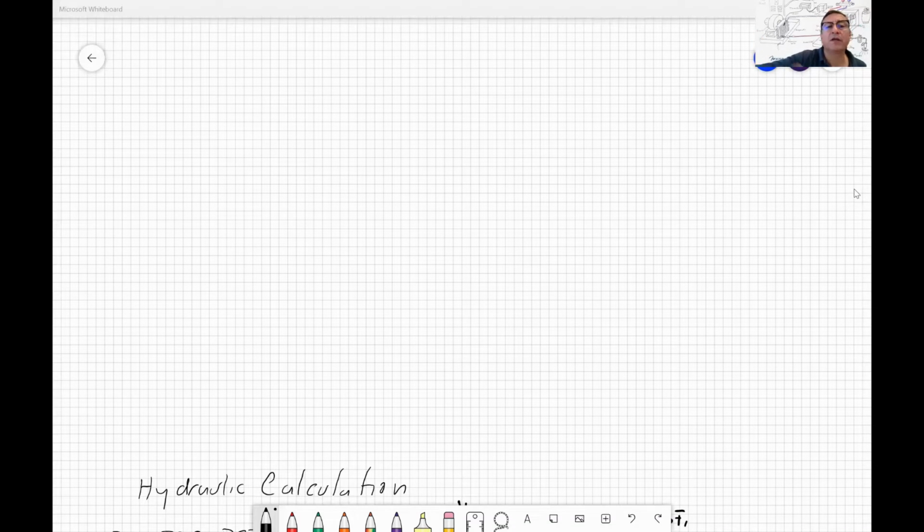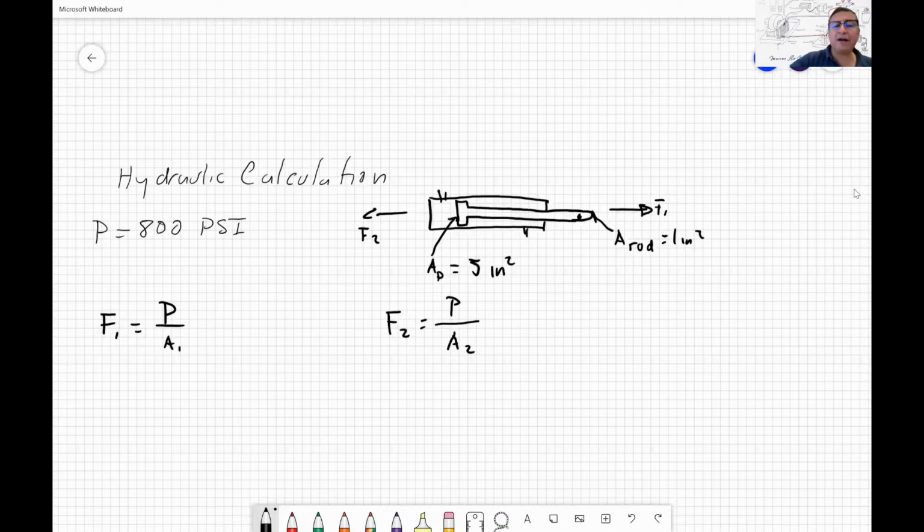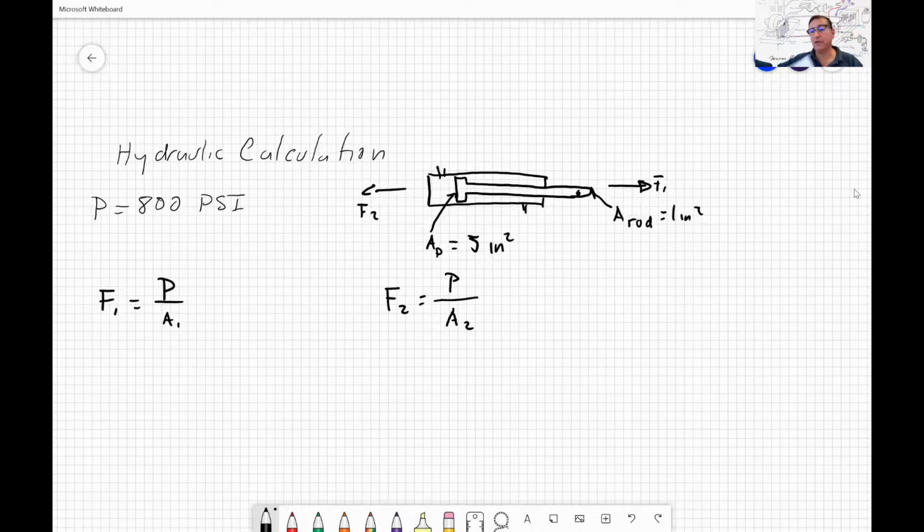I have this example. I have this cylinder. You see the cylinder? What type of cylinder is that? Single action, double port, single action. Excuse me, it is double action, single shaft. Double action because you have an input here and an output here. And you have one shaft.